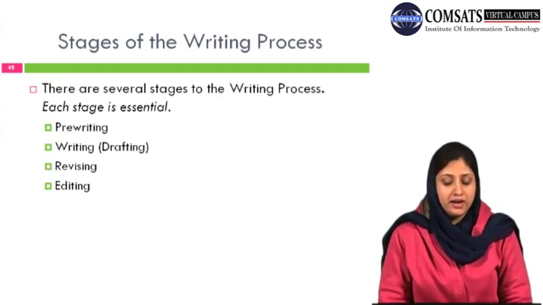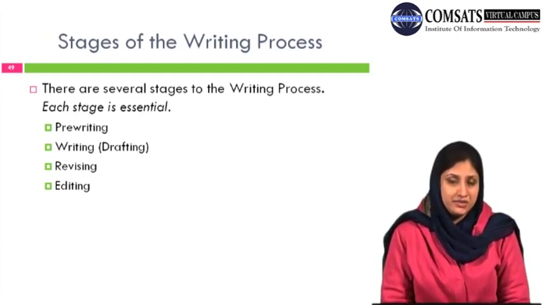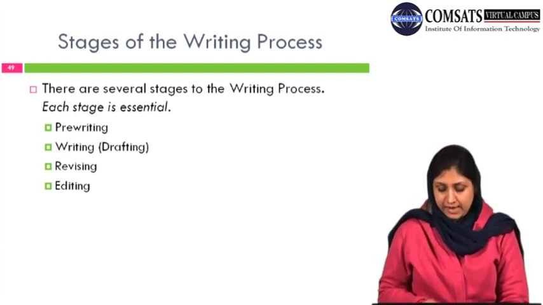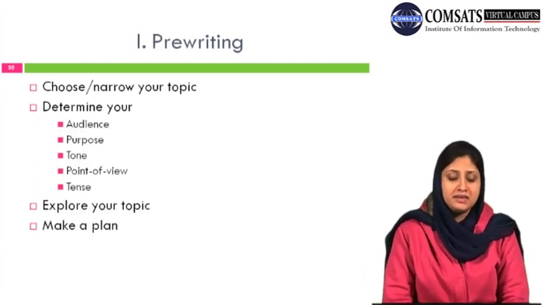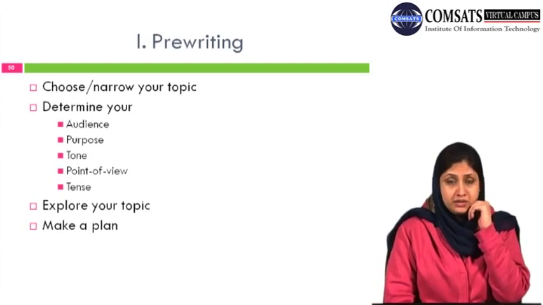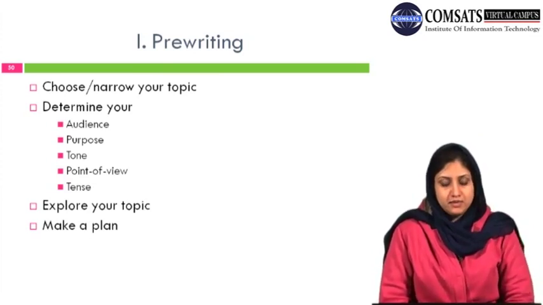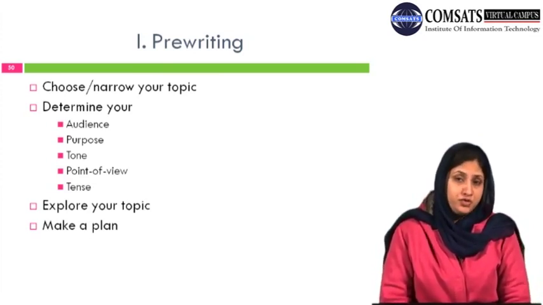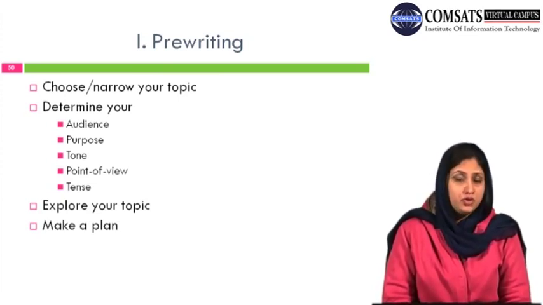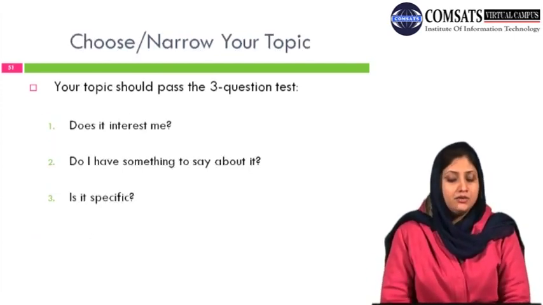So, strategies for the writing process: there are several stages for the writing process. However, each stage is essential. Pre-writing, writing, revising, and editing. In the pre-writing stage, you choose your topic and you narrow it, determine your audience, your purpose, the tone of your language or the content, your point of view, which side, which position you are taking, and definitely the tense you are going to deal with. You explore your topic in detail and you make or design a plan. Then you narrow your topic.